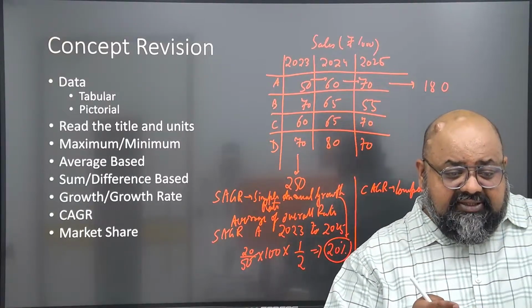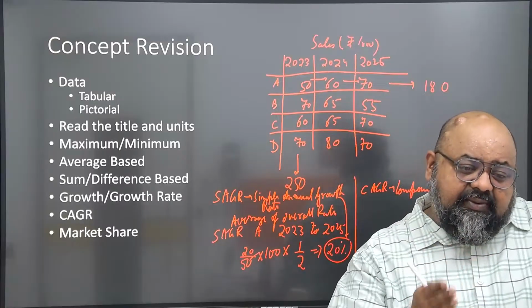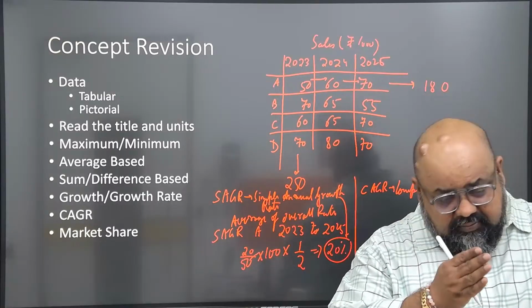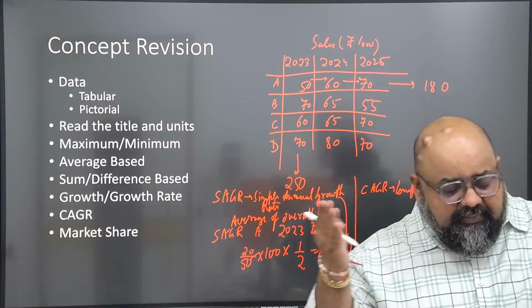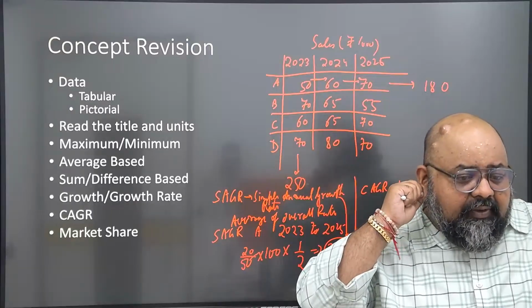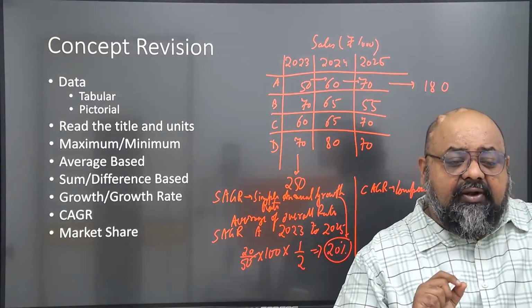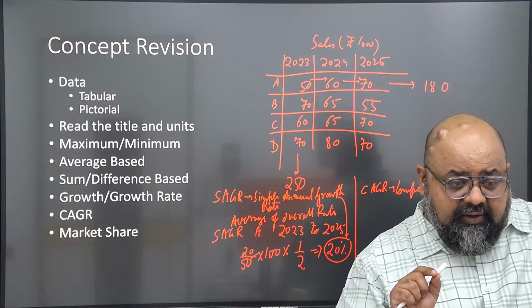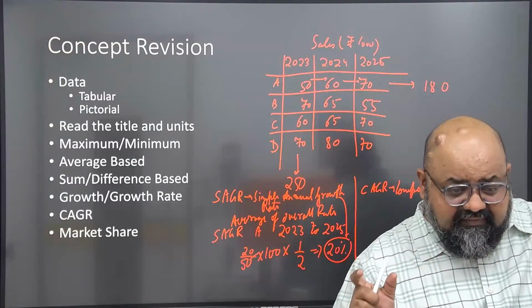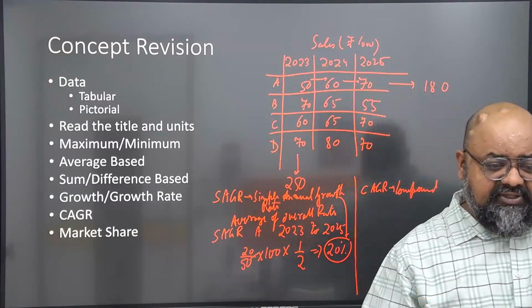So the population, sorry, the sales, increased by 20% in the first year and the same increase happened in the second year, and therefore we reached from 50 to 70. SAGR: you simply divide the growth rate by the number of changes that have happened, the periods that have gone by, which gives you the average rate.